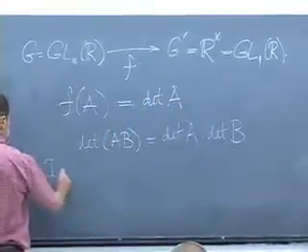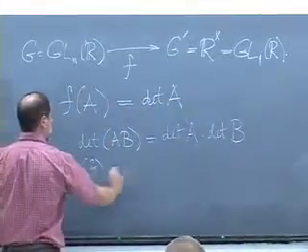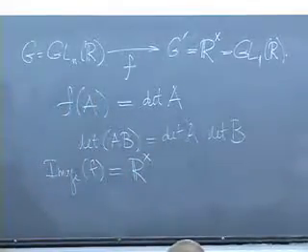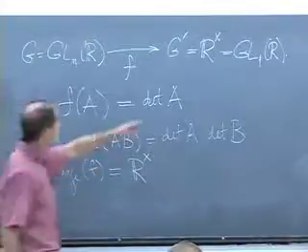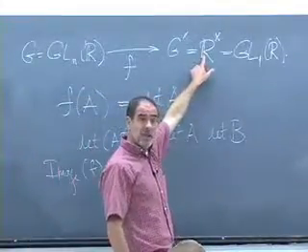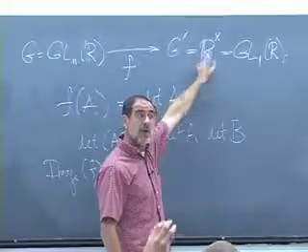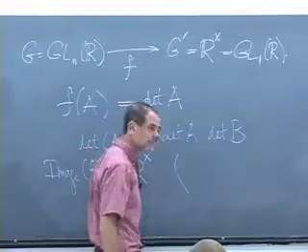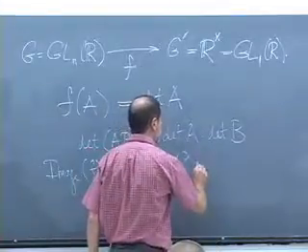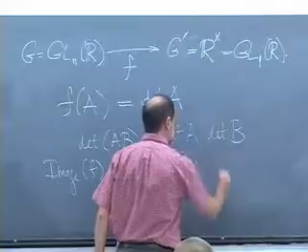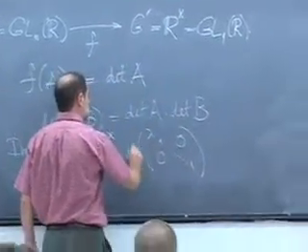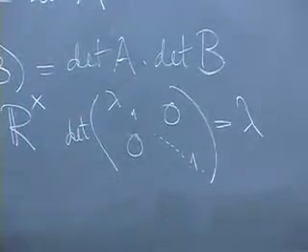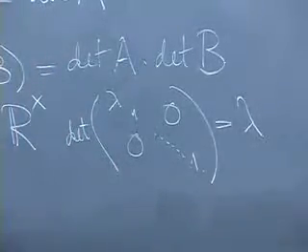This map has image all of R star, because you can find a matrix with any nonzero determinant. So you have to prove that. Okay, if I want to hit some real number, can someone give me a matrix which has that determinant? Yeah. You want to try? We could take the identity with lambda in the first upper left entry. Exactly. If I want to make an element with determinant lambda, I take this matrix, and the determinant of this matrix is the product of the diagonal entries, which is lambda. Okay? Good. So that's the proof of the image.